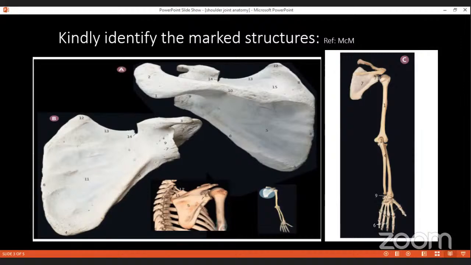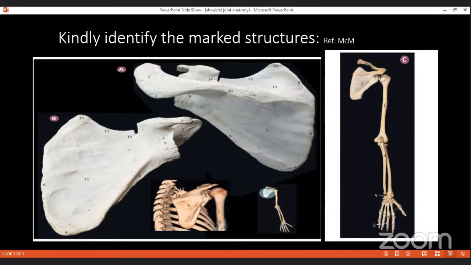Compared to that, in Klumpke's paralysis, how would the sensory loss be? There will be loss of the ulnar border of the arm and forearm. Very good. What is the characteristic feature or the motor presentation of Klumpke's paralysis? Claw hand, ulnar claw hand. Very good. There will be hyperextension of the metacarpophalangeal joints and flexion of the PIP joints. Very good.